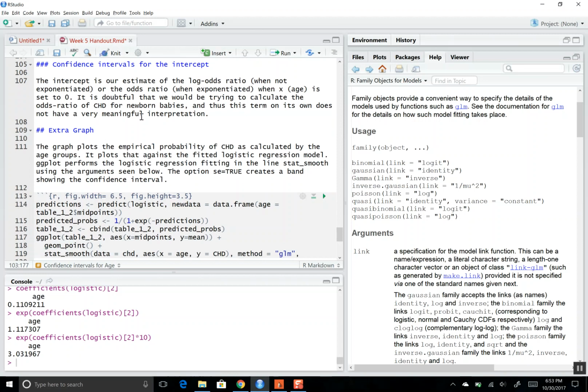The intercept is our estimate of the log odds ratio, or the odds ratio when we exponentiate, when x is equal to 0. In this case, it would be equivalent to calculating the odds ratio or the log odds ratio for a newborn baby, and that doesn't have a whole lot of meaningful interpretation, but in other cases, it might make sense to calculate something for x equal to 0.